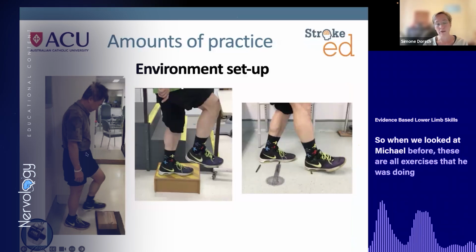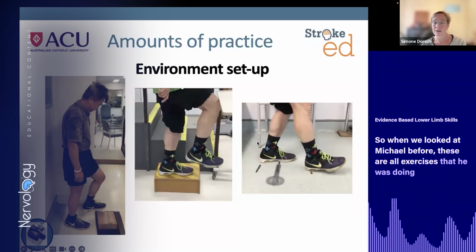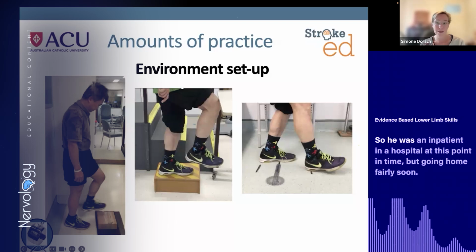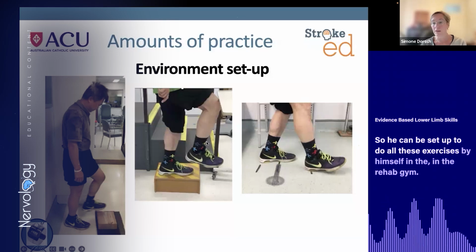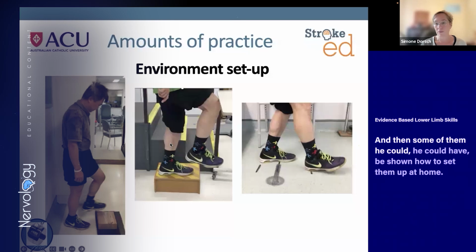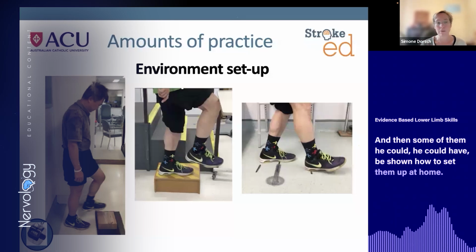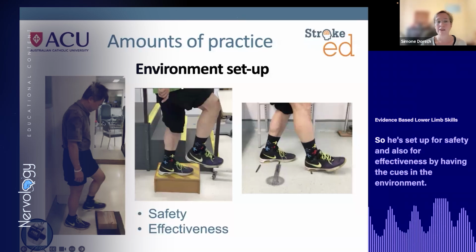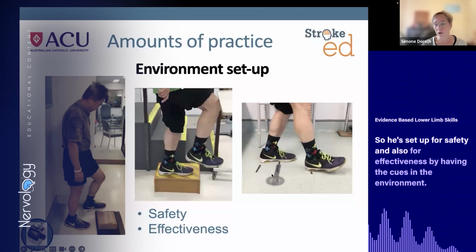So when we looked at Michael before, these are all exercises that he was doing that he could do without the therapist. So he was an inpatient in a hospital at this point in time, but going home fairly soon. So he can be set up to do all these exercises by himself in the rehab gym, and then some of them he could be shown how to set them up at home. This one, when he's doing the easier version, and then he does the more difficult version when he's got the therapist. So he's set up for safety and also for effectiveness by having the cues in the environment.